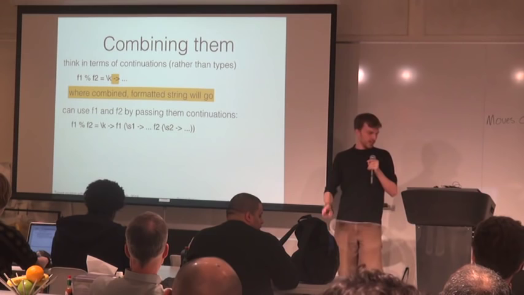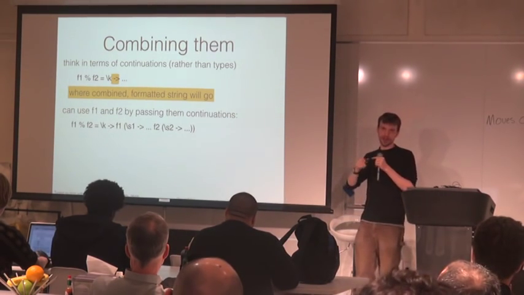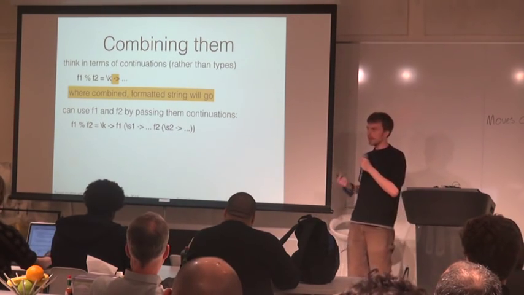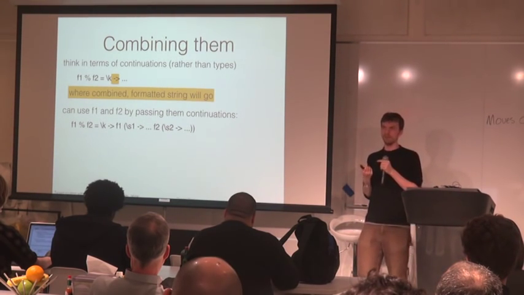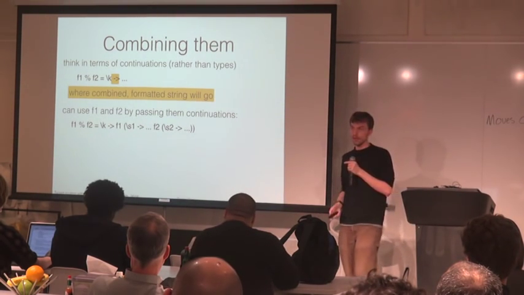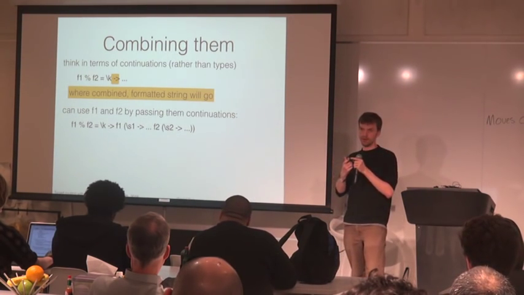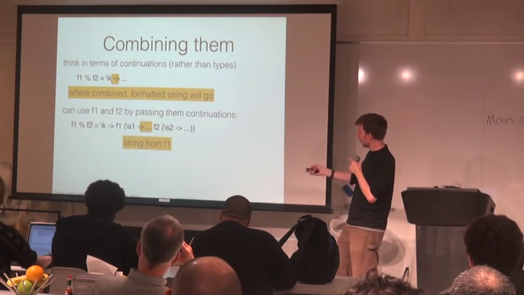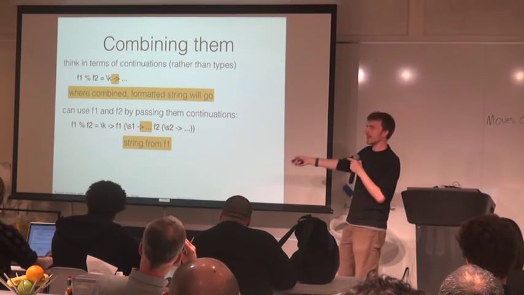And so if we're thinking about what F1 and F2 are, they're also continuation style pieces. They're building blocks that use continuation. So each of them takes as its first argument where to send the result when it's finished. And a format, we know what it does: it figures out how to format a string, and that's the result. And so we can use this format, this first format, by providing a continuation to it.